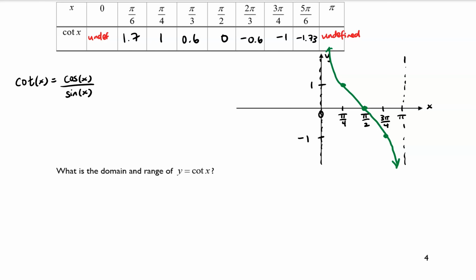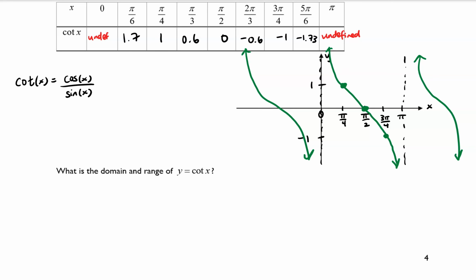And it almost looks like the mirror image of tangent, kind of like reflected over the vertical axis, but also notice that the vertical asymptotes exist at different locations as well. And so if I were to sketch a quick graph of a few more periods, it'd look something like that. Okay, this definitely turned out better than my tangent graph.